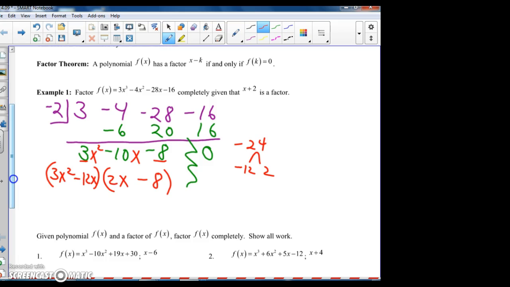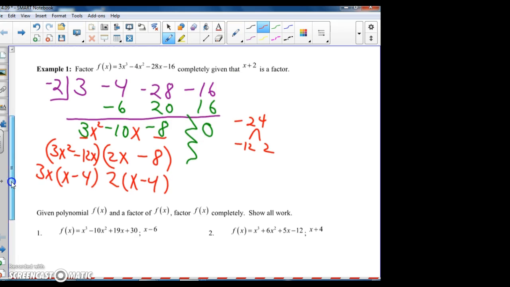All right, now you tell me. Look at the first bracket. What's the greatest common factor? Okay, 3x. So 3x comes out. What's left over? X minus 4. Good. Now look at the second parenthesis. 2 comes out, right? And what's left over? X minus 4. Okay, so now you're ready to factor it.